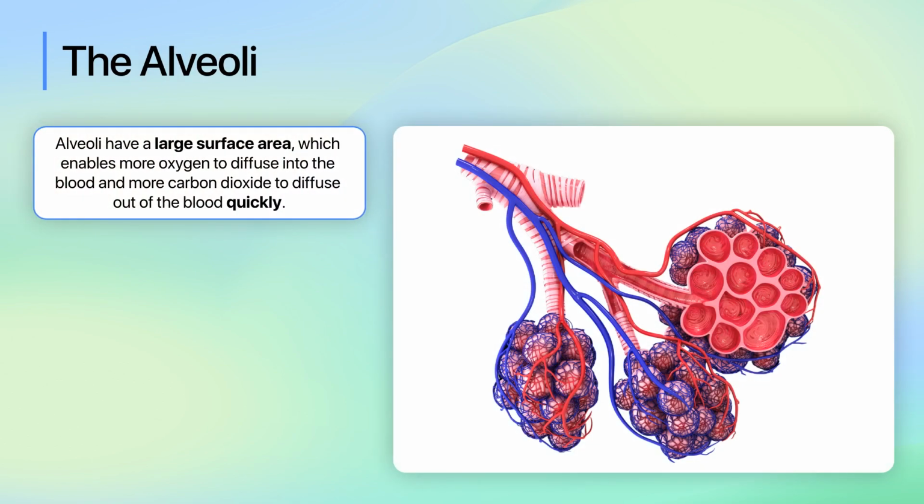First and foremost, alveoli have a large surface area. Additionally, the numerous alveoli in our lungs greatly increase the overall surface area available for gas exchange. This large surface area enables more oxygen to diffuse into the blood and more carbon dioxide to diffuse out of the blood quickly, making the process highly efficient.